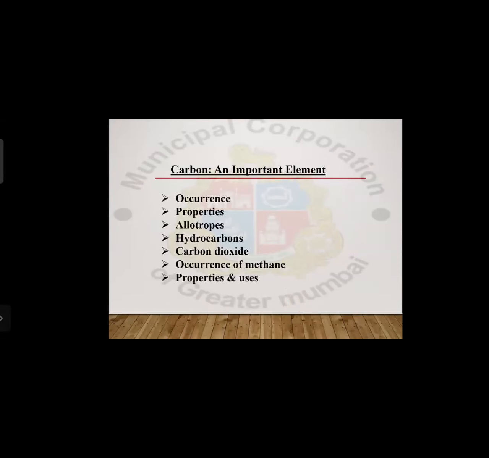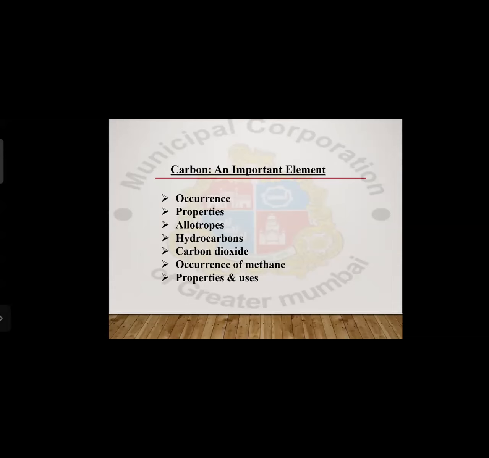Before starting this chapter, I want you to go through the screen. Secondly, you should all have your textbooks with you, so that it is very easy for you to understand the lesson well. In your textbook, the page number for the chapter is 138, and we will be seeing the same things there.